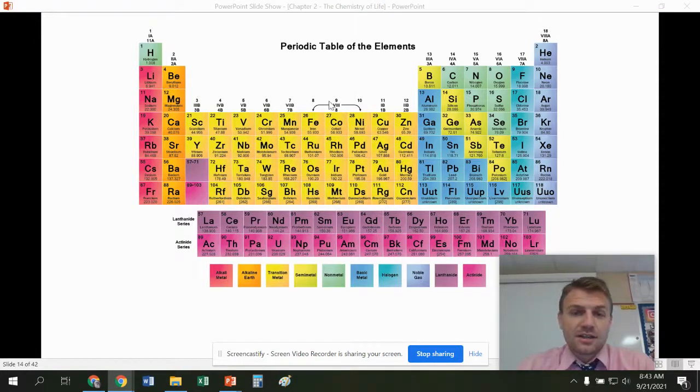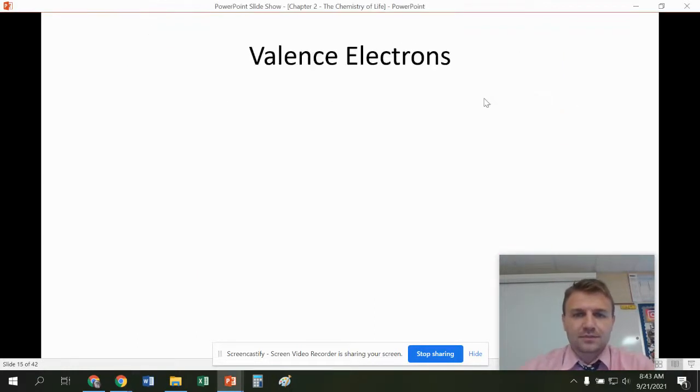This one goes to 118. The one in my classroom, the big one, is a little bit old, and it only goes to about 112. That's because these last couple elements have been created by man, and they're still in the process of verifying them, but they're not naturally occurring. I think it's only like 92 or 94 are naturally occurring on Earth.